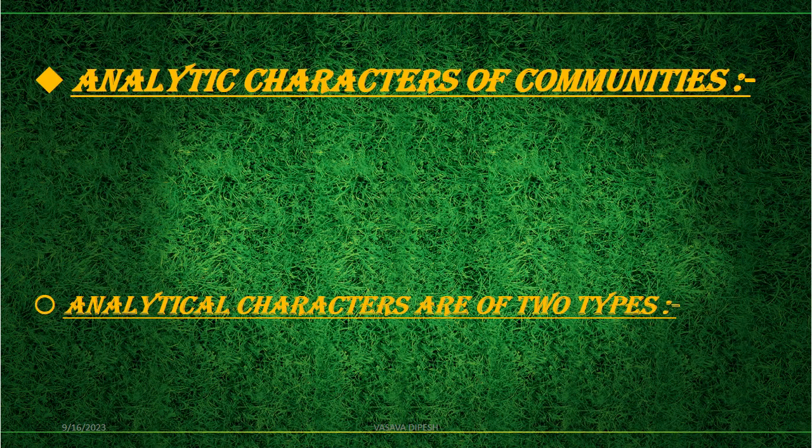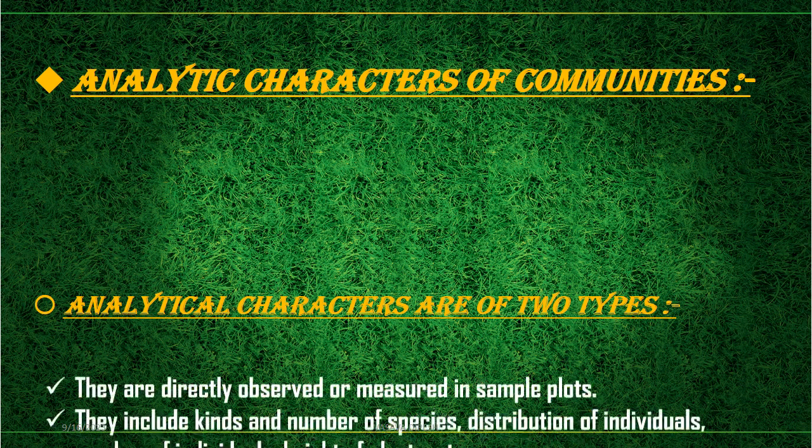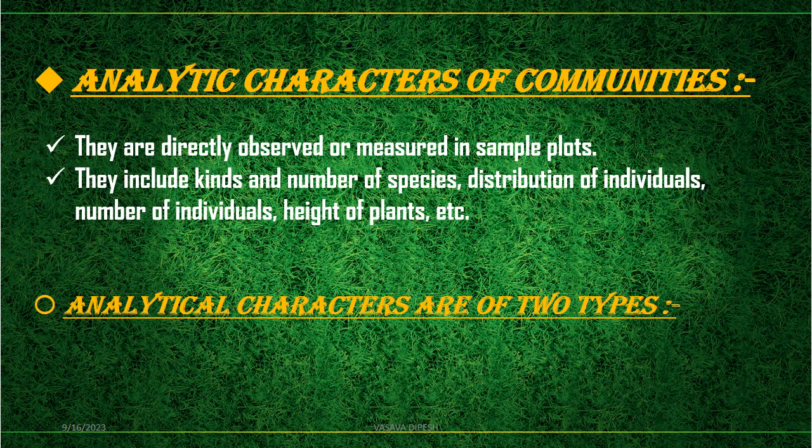Analytic characters of communities. They are directly observed or measured in sample plots. They include kinds and number of species, distribution of individuals, number of individuals, height of plants, etc. Analytical characters are of two types, qualitative and quantitative.